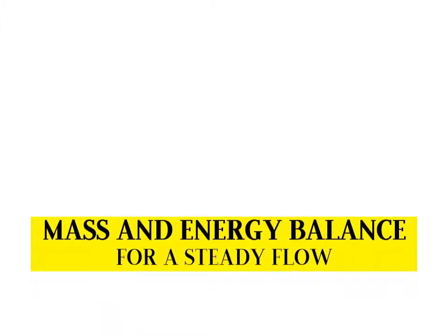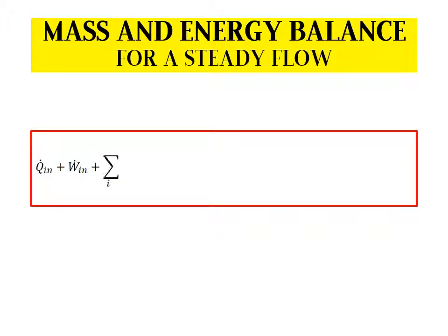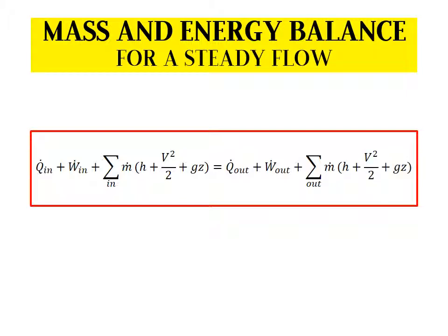So, we can write a total energy balance by noting that E_in is equal to E_out for an open system. So we have Q_in plus W_in plus the sum of m(h plus V squared over 2 plus gz) equal to Q_out plus W_out plus the sum of m(h plus V squared over 2 plus gz).